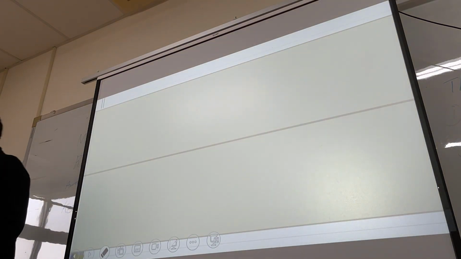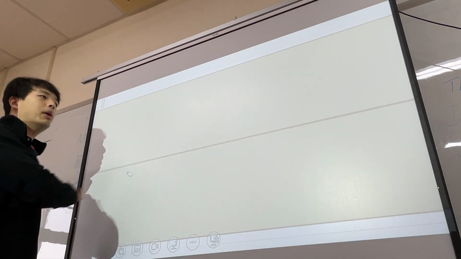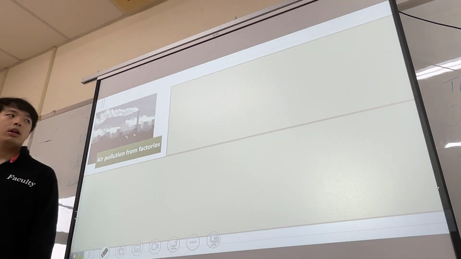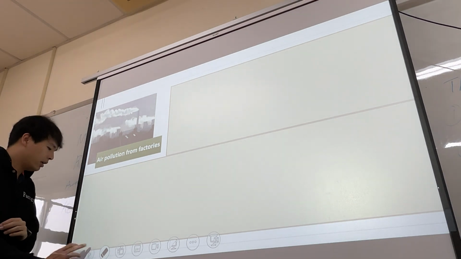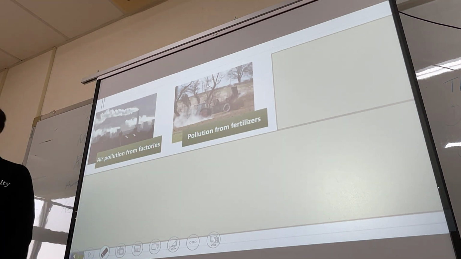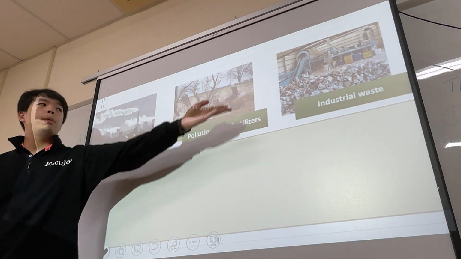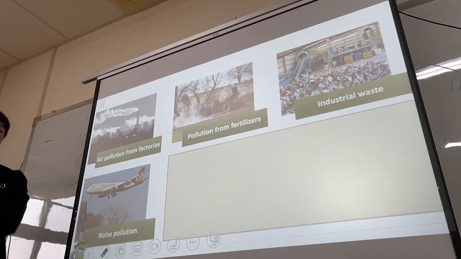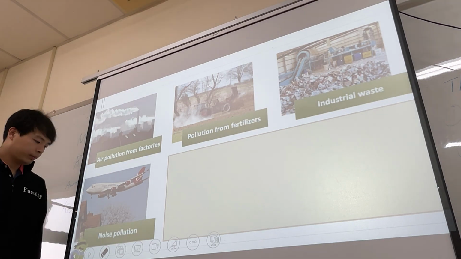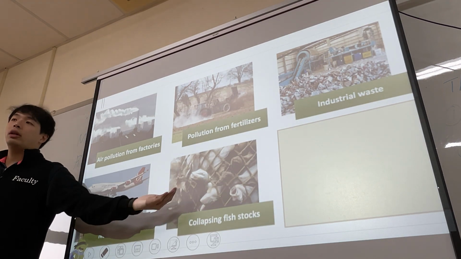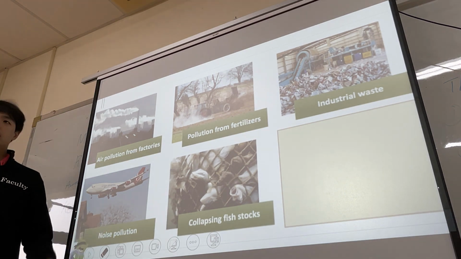Let me give you something simple for negative externality. Look at here. So, number one, obviously, air pollution. This is all negative stuff. Not good. Pollution from fertilizer, okay? This is also pollution, all right? Industrial waste, okay? Look, the trash, all right? Noise pollution, too noisy. Okay, collecting fish stocks, this is also not a pollution. Like noise pollution is fake pollution. No. Fake, what do you mean? It's not really pollution.